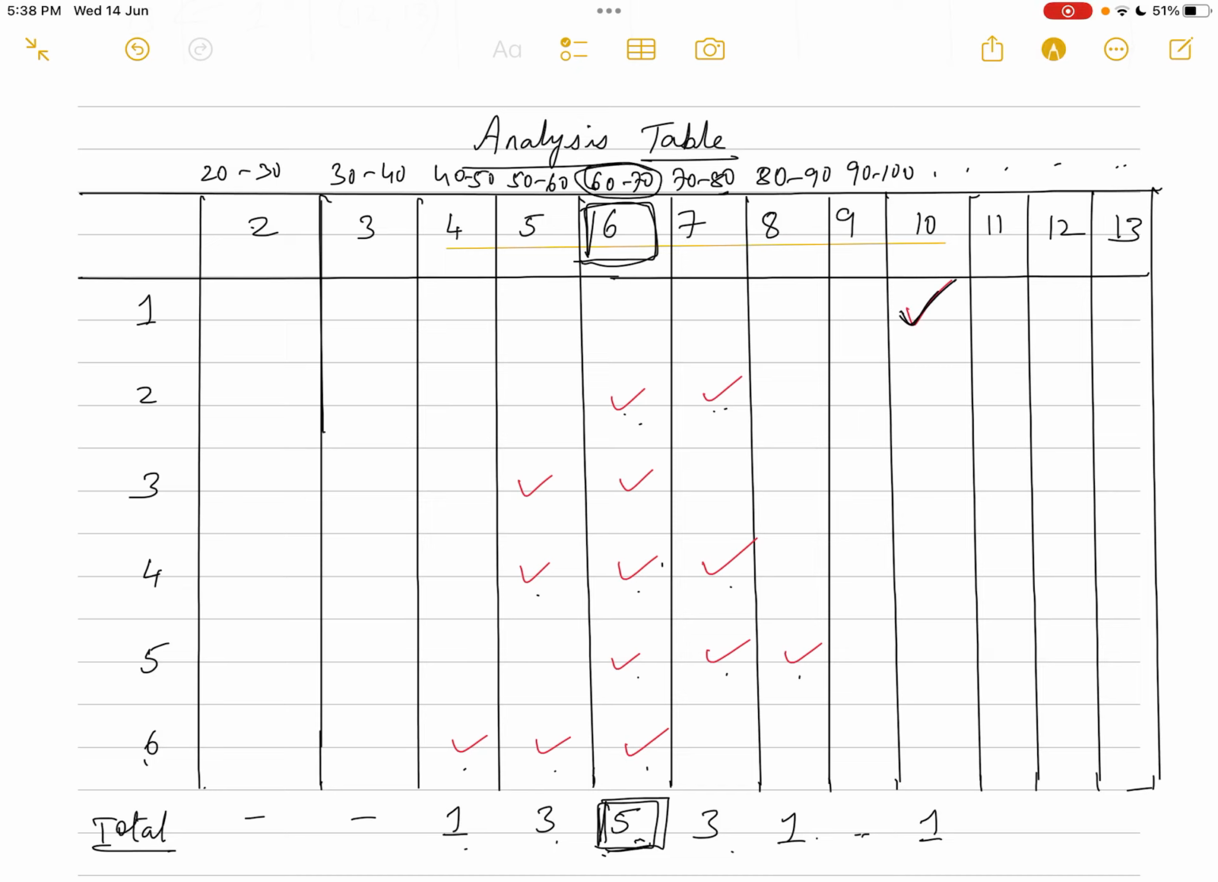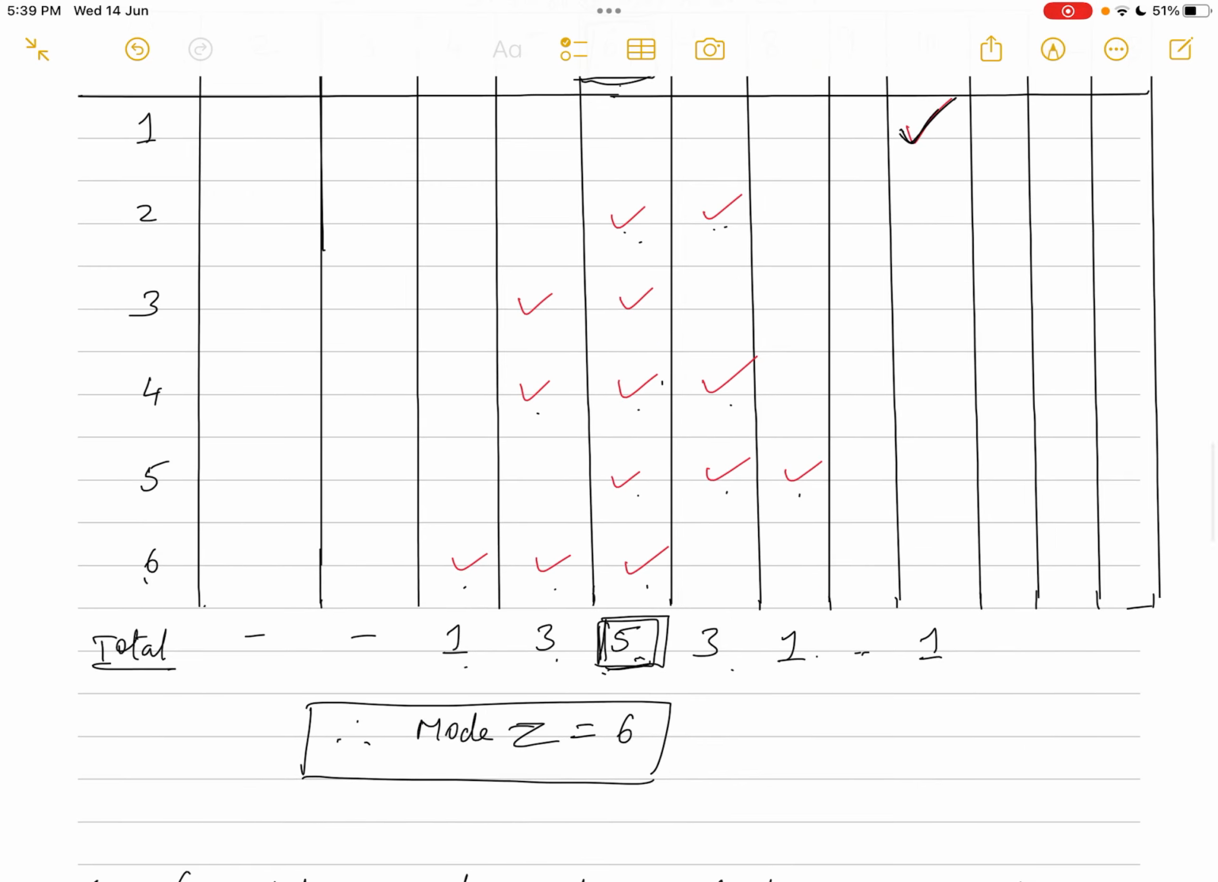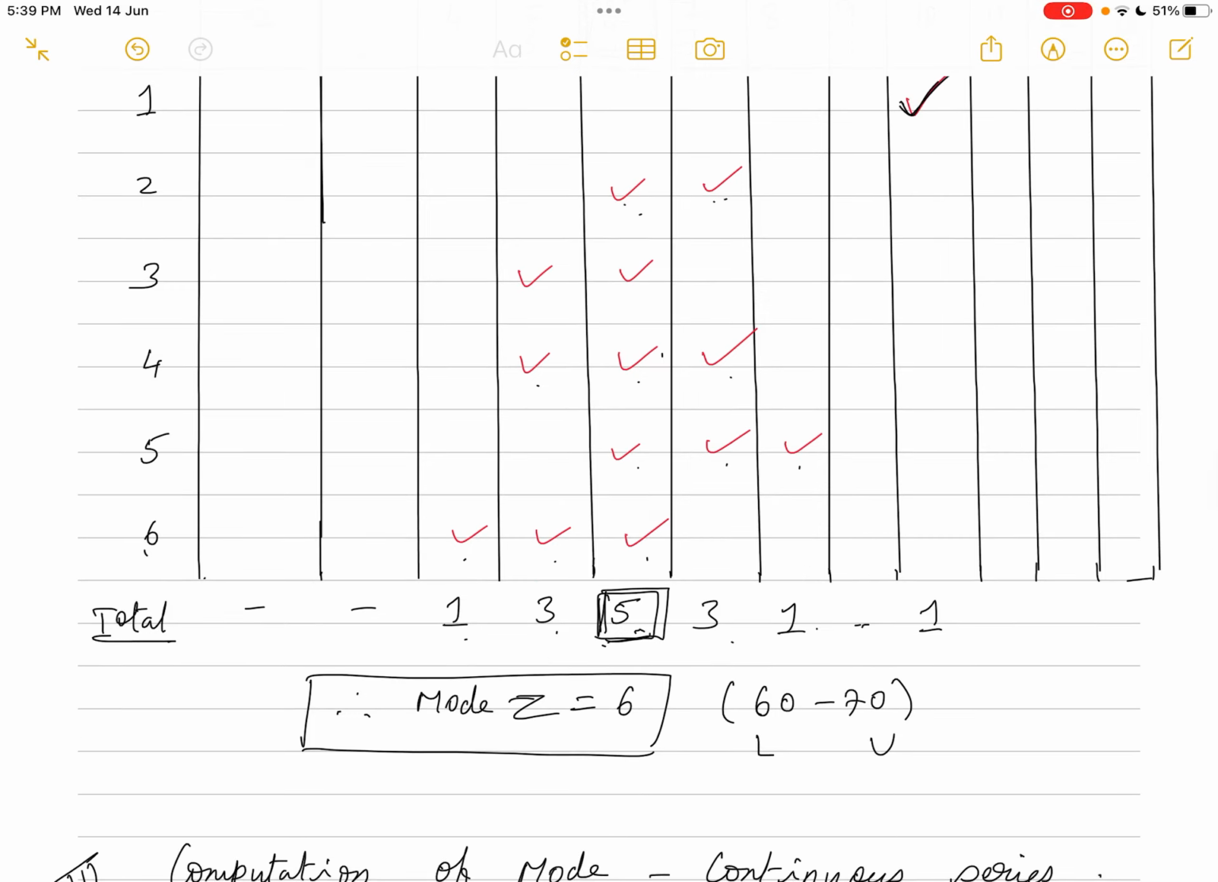Okay, so here, in the discrete series you identified 6 as the modal value, but in the continuous series the same thing will be in this form, 60 to 70. So now instead of 6, you will write the modal class is 60 to 70. When you write 60 to 70, you have one lower limit and one upper limit. Now you have found out the modal class.